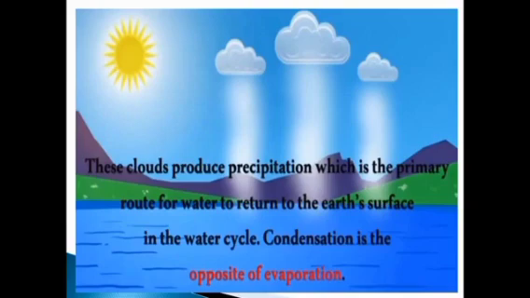Evaporation means the water will get converted into water vapor or gaseous form of water. Condensation means again this gaseous form of water will cool down and return back to the earth's surface in the form of rain. So, this process is an opposite reaction to evaporation. Hence, condensation is the opposite of evaporation.